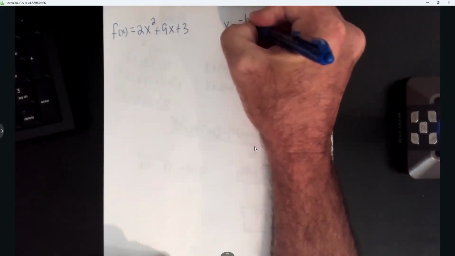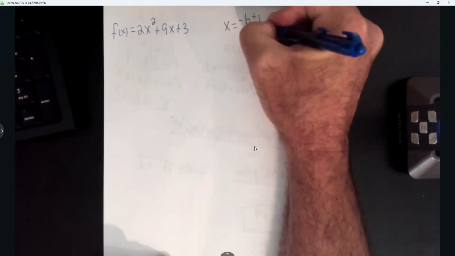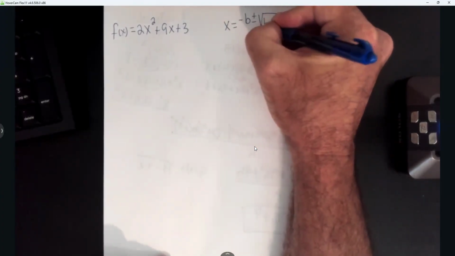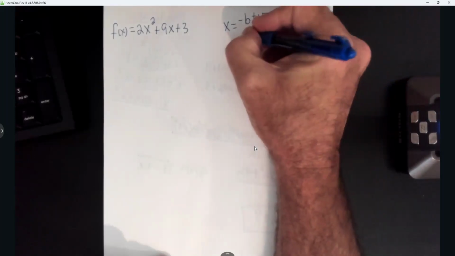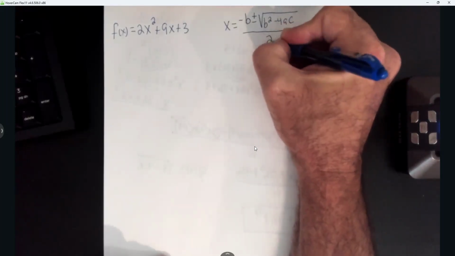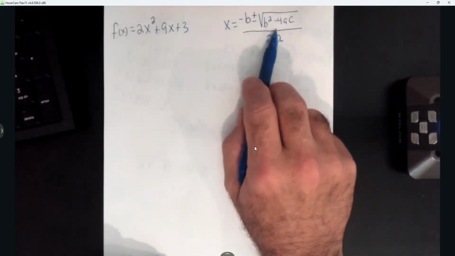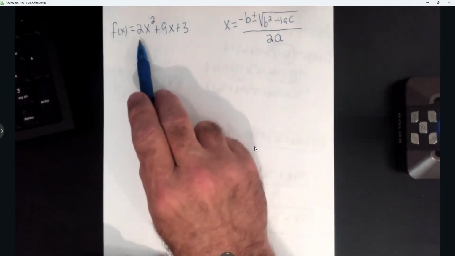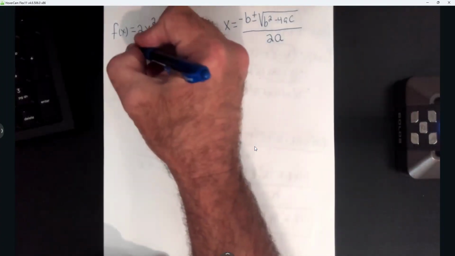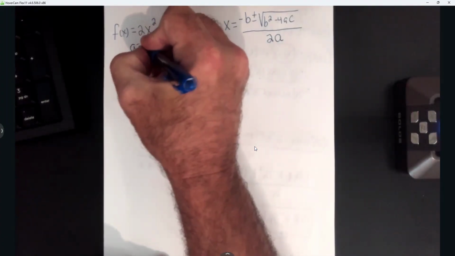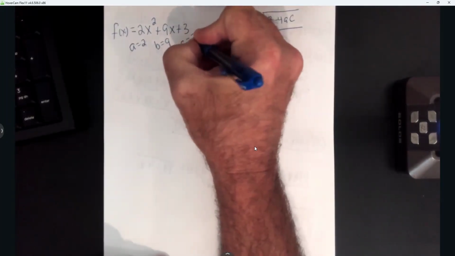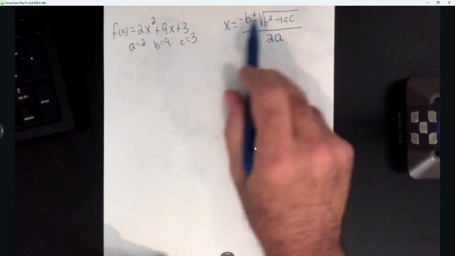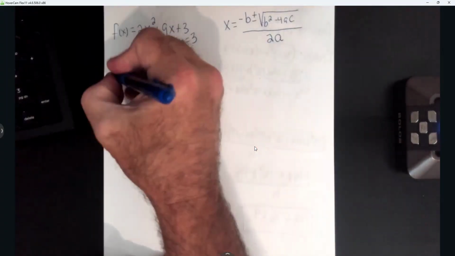X equals negative b plus or minus square root b squared minus 4ac all over 2 times a. On this problem, that's the only way you can solve it, okay? So you got to figure out a, b, and c. So a is the 2, b is the 9, and c is the 3. I'm plugging them into the formula now, okay?